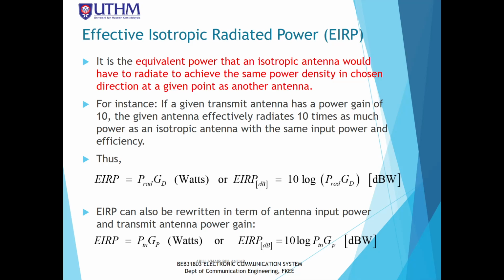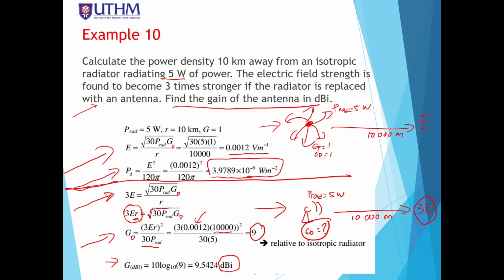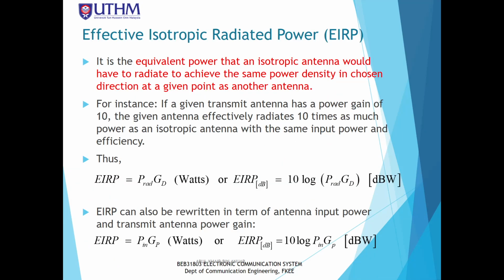Okay, the next topic. If you have a question, you can ask. If you don't have a question, I move to the next topic about EIRP. EIRP is the equivalent power that an isotropic antenna would have to radiate in order to achieve the same amount of power density in the chosen direction at a given point as another antenna.